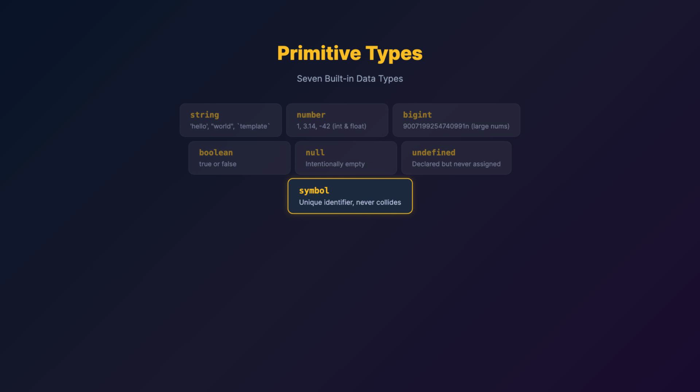Symbol creates a unique identifier. Symbol('description') creates a symbol that is guaranteed to be unique. Two symbols with the same description are still not equal. Symbols are used for object property keys that should never collide.